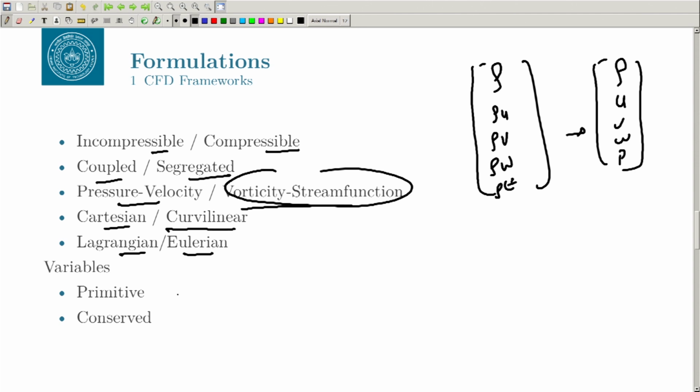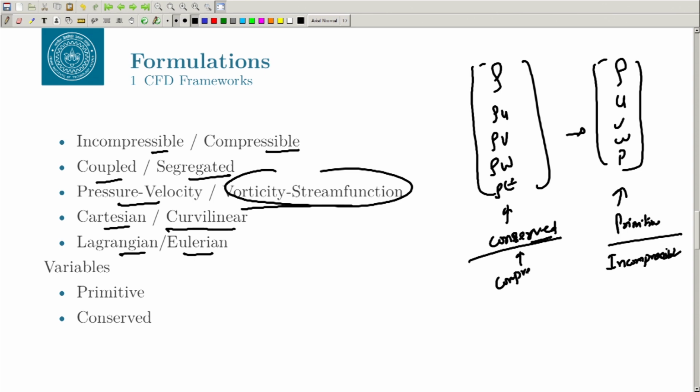You can have variables which are primitive. These are my primitive variables, and this is called the conserved variable. In the incompressible case it is more popular to have primitive variables, and in the compressible case it is more popular to have conserved variables. The reason for that is that your density is also a varying quantity, so you put the density multiplied by the primitive variable as a new variable. These are called the conserved variables.